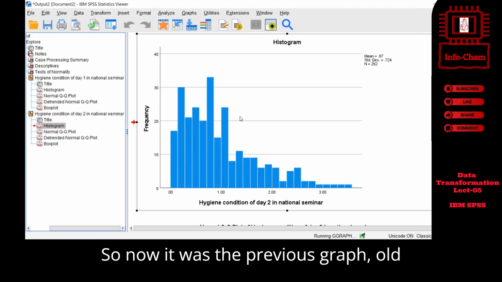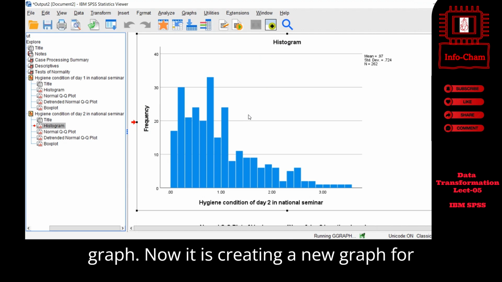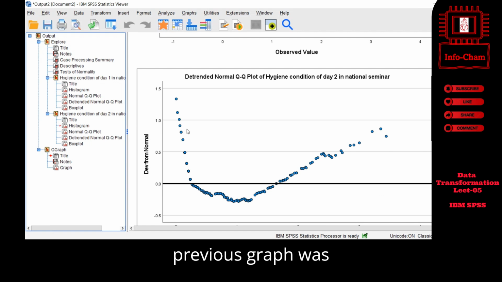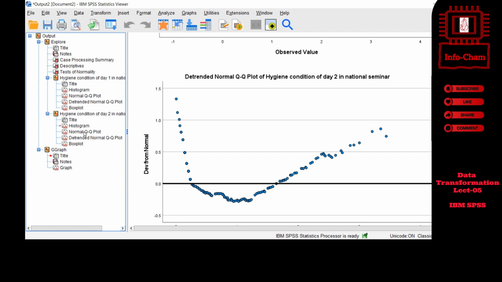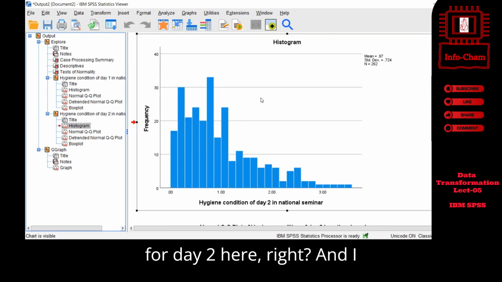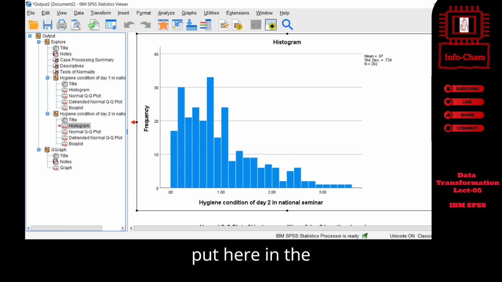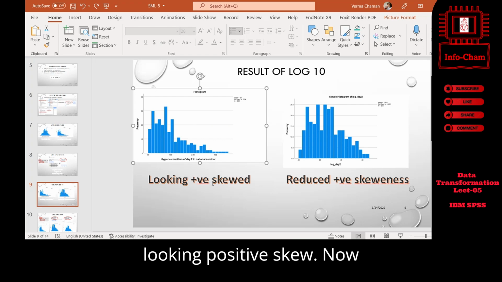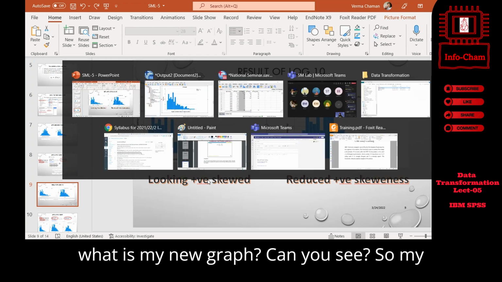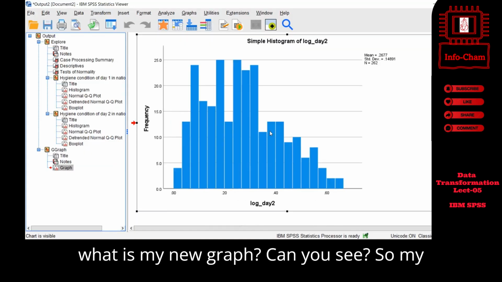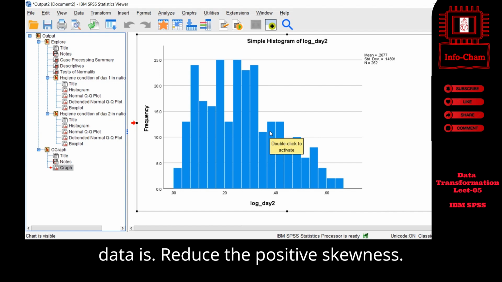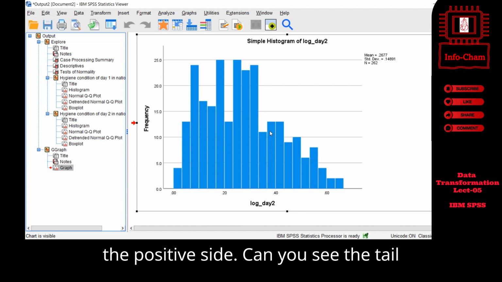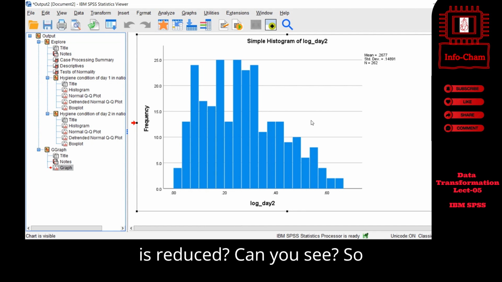So that was the previous graph, the old graph. Now it is creating a new graph for me. Let's see. The previous graph was for day 2 here, right? And it was looking positive skew. Now, what is my new graph? Can you see? So my data has reduced the positive skewness. Now it is not going more on the positive side. Can you see? The tail is reduced.